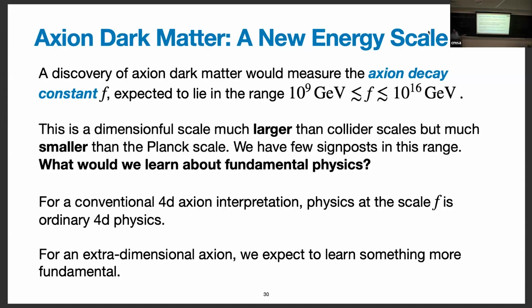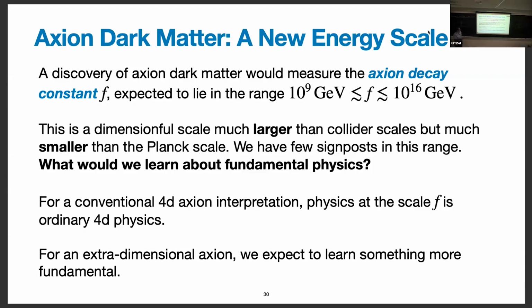Again, I'm putting in a little bit of theory bias when I tell you I think the upper end is below the Planck scale. They're also all way above the TeV scale. So this would be one of very few signposts we have about some scale in physics that is far above what we can access in terrestrial experiments, but far below the Planck scale. So what would we learn about fundamental physics from this?